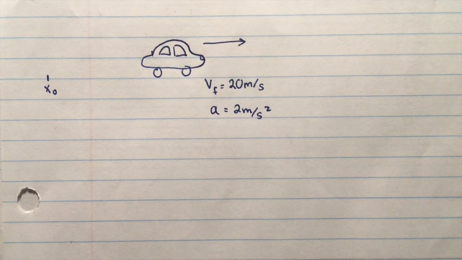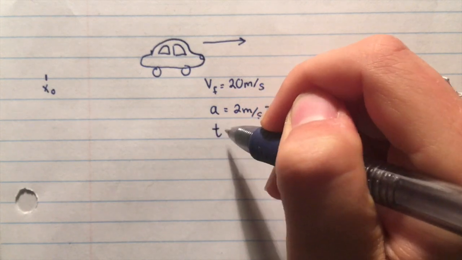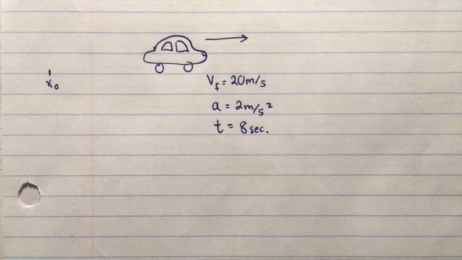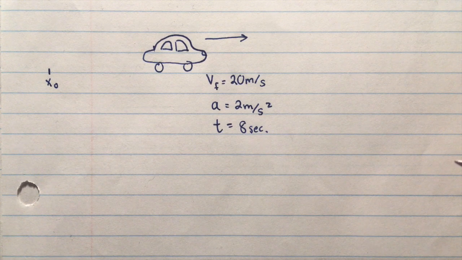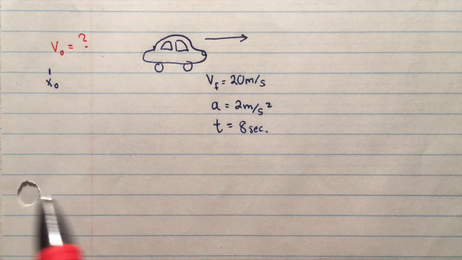The problem also tells us how long the car has been moving. So the time that the car has been moving is 8 seconds. Okay, that's everything we know. What is our target? The problem asks what was the initial speed. So back where it started somewhere, we're asking what speed did this car start from? So v naught equals question mark. That's what we're looking for.